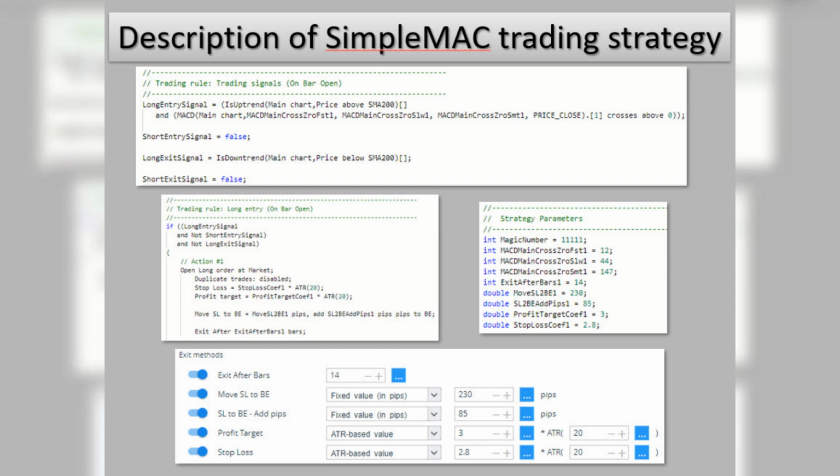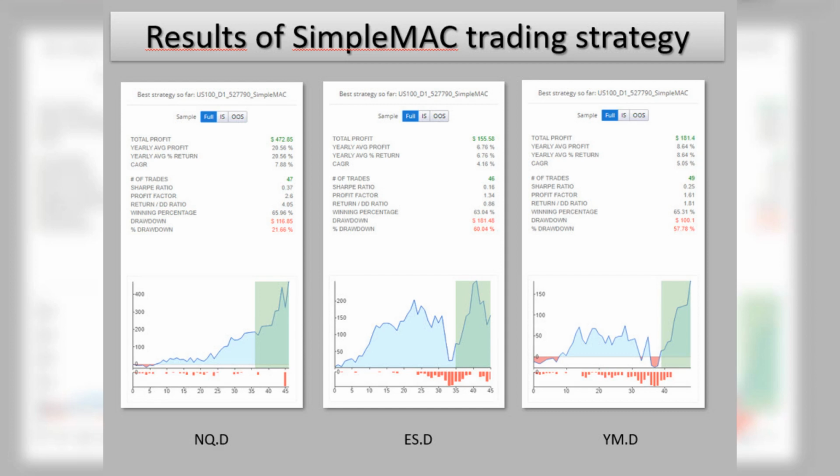The strategy is held in the trade for a maximum of 14 days, and during this time it actively works to protect capital by moving stop loss to break even and add pips. For all markets listed, the strategy is tested with an initial capital of $100 and a position size of 0.01 lots. As you can see, the SimpleMAC strategy is profitable not only in the Nasdaq market, but also in the S&P 500 and Dow Jones, although not as excellently.